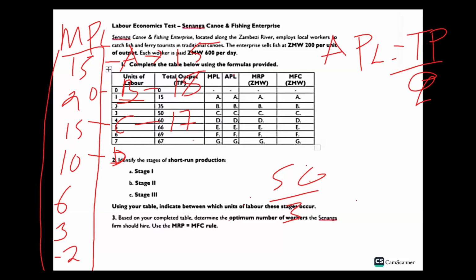What is on D? 60 divided by 3, this is 15. It's 56 divided by 4. 66 divided by 5.